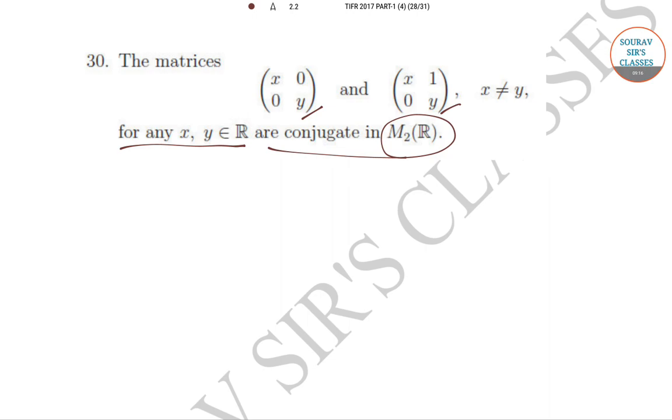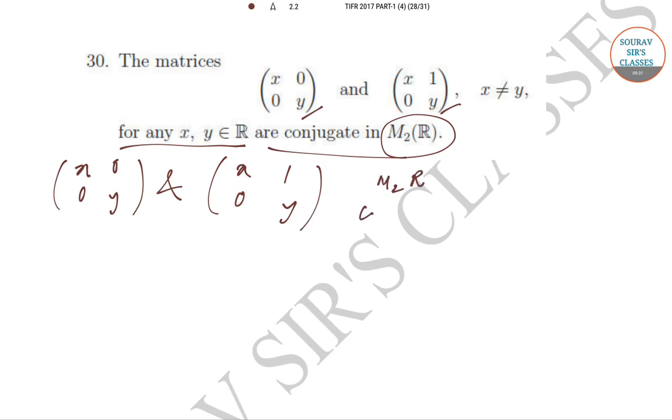Let's do it. So it has been said that x 0 0 y and x 1 0 y are conjugate in M2R, where x is not equal to y and for all x, y which belong to R. These are the conditions.